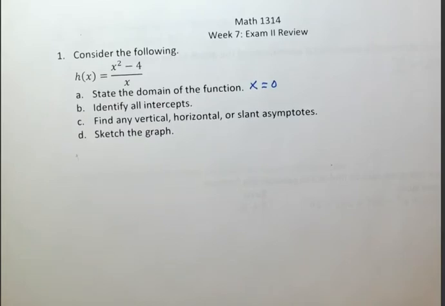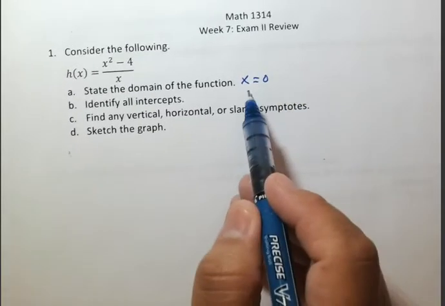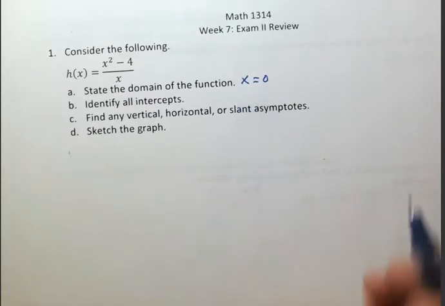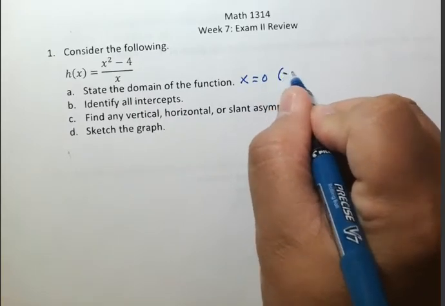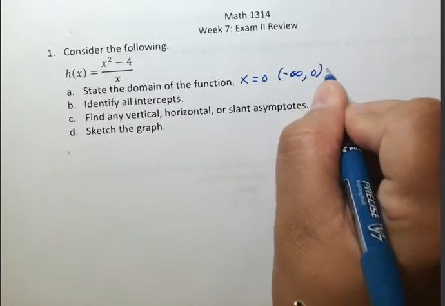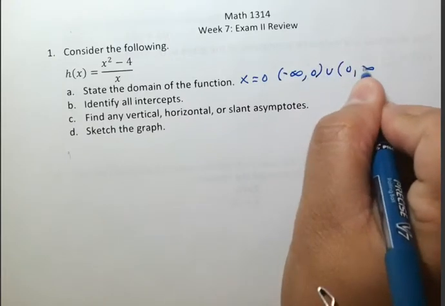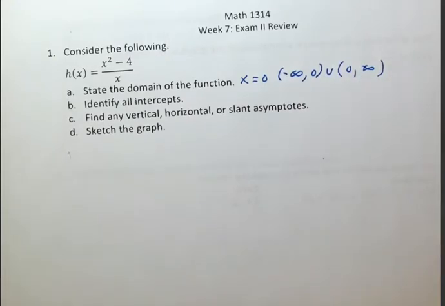In your assignment on WebAssign, you get to choose which option is the answer. I think they have it in Word. So all real numbers except for 0. Or you can write it in interval notation. It would be from negative infinity to 0, union 0 to infinity.